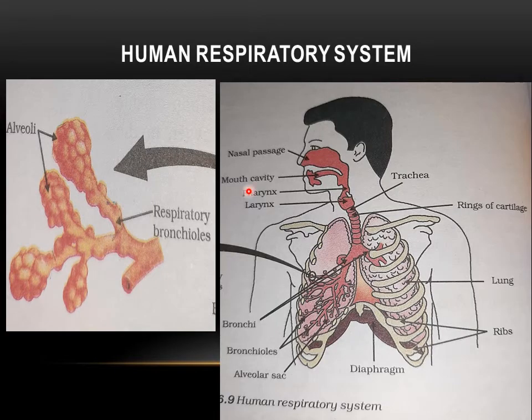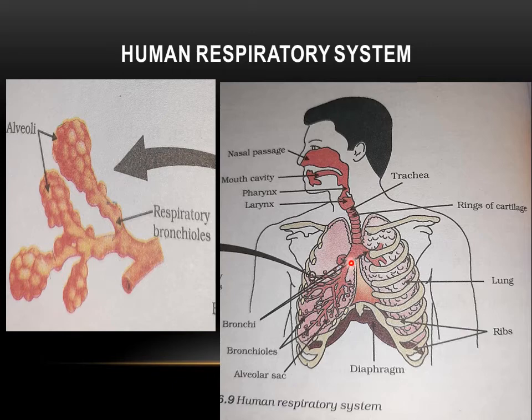Here we can see the human respiratory system. The air first enters through the nostrils as well as the mouth and reaches a part called the pharynx. And then the air passes through the trachea. The first part of the trachea has a sound box called the larynx. The trachea is supported by rings of cartilage. It is to prevent the collapsing of this air passage.